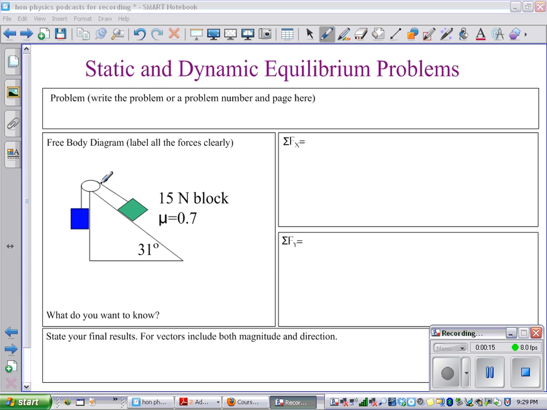It is connected by a non-stretchy massless string, which goes over a pulley and connects to this block. This block is freely hanging down. There is no friction between these surfaces. It's not actually in contact. And the angle between the incline and the horizontal is 31 degrees. So what we'd like to know is the acceleration of the whole system.